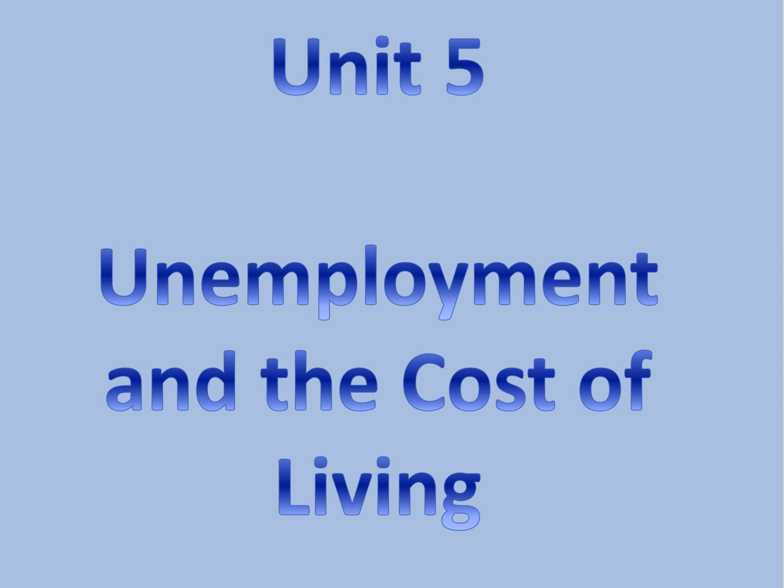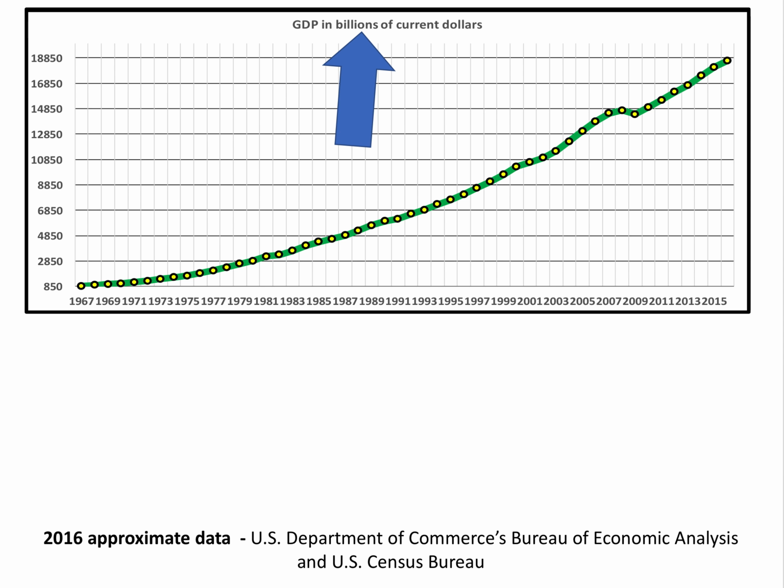So what we're going to do tonight, we're going to continue looking at the nation, if you will, but we're going to zero in on unemployment and cost of living and some other things related to that. To begin with, we're going back to our gross domestic product, and we're looking at the numbers over the last 50 years, going back to 1967 to roughly a year ago, give or take a little.